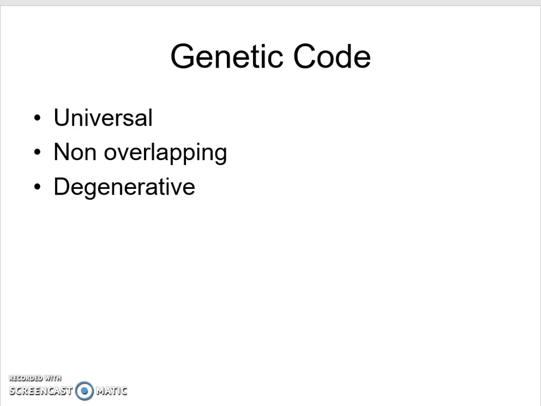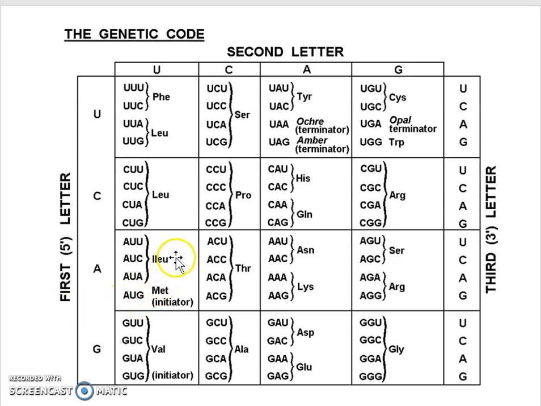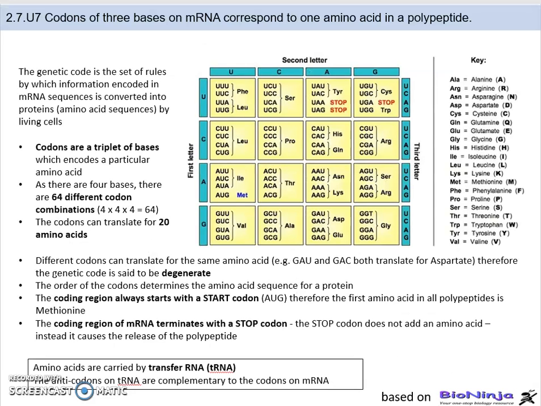Degenerative means that in some cases, and again, if we look at this threonine, all of these codons have got different base sequences, but all of them code for threonine. So it's said to be degenerate. So in some cases, and not in all, there are multiple codons which code for the same particular amino acid. So the universality, the non-overlapping nature of the code, and the degenerative nature of the code are three important characteristics.